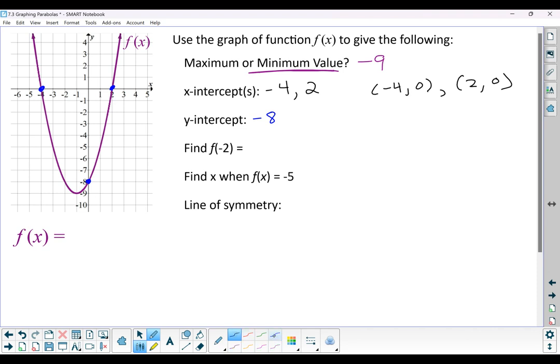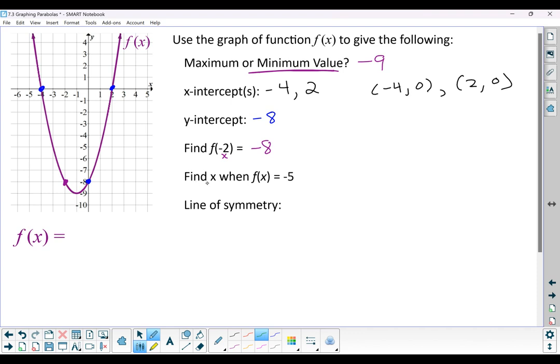Okay, it asks us to find f of -2. So this -2 is an x value on the graph, and we are looking for what is the height of the graph for that x value. So we can see it's down here. So this one is also -8. Symmetric, so it hits that height of -8 twice.